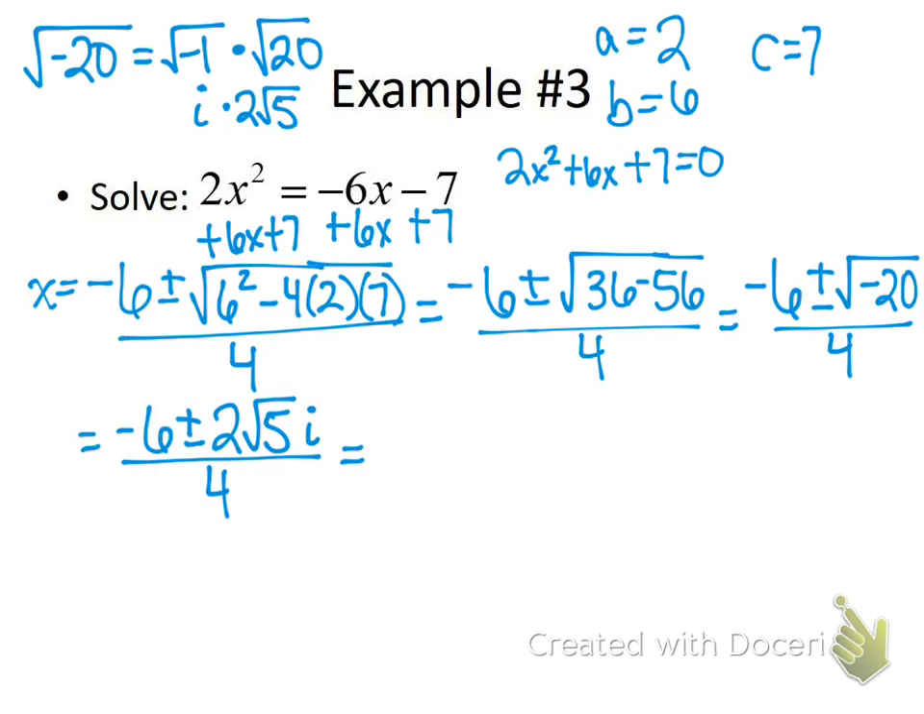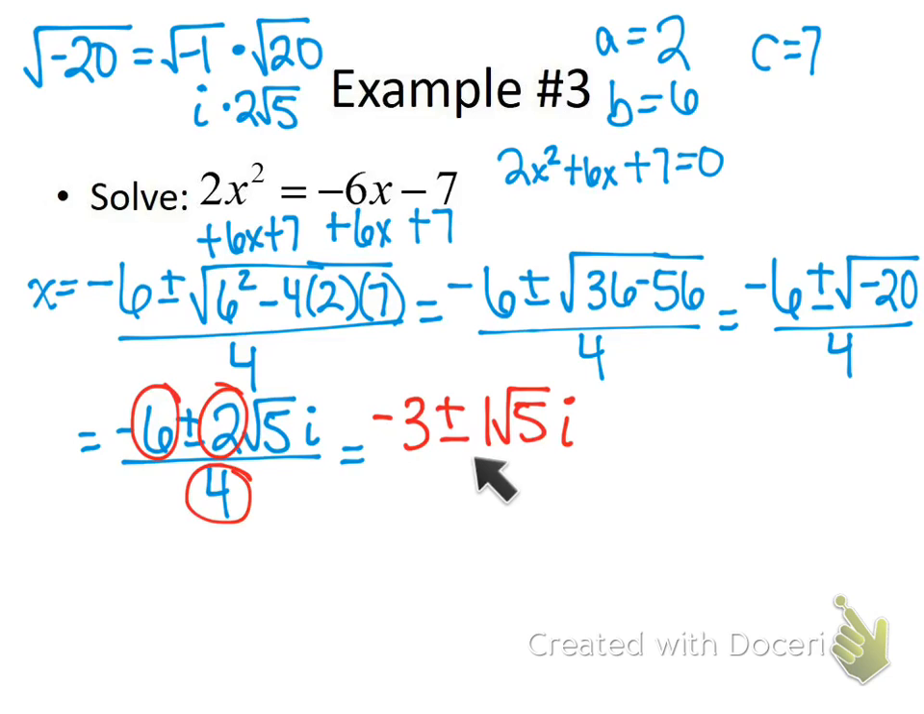Those three things have to all be divisible by the same thing. The b out in front, the number in front of the radical, not under it, in front of it, and the denominator. If all of them are divisible by the same number, we can reduce this. So negative 6 divided by 2 is negative 3. Plus or minus 2 divided by 2 would be 1. So just 1 square root 5i.